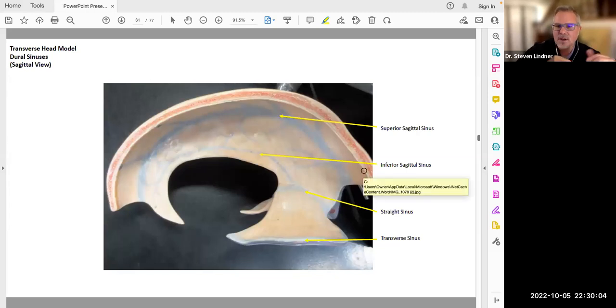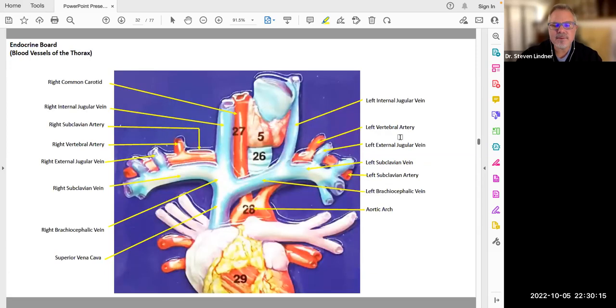This is just the skull, part of the skull that's removed. I probably won't ask anything here. Yeah, I won't ask anything from this view. It's a little bit difficult.